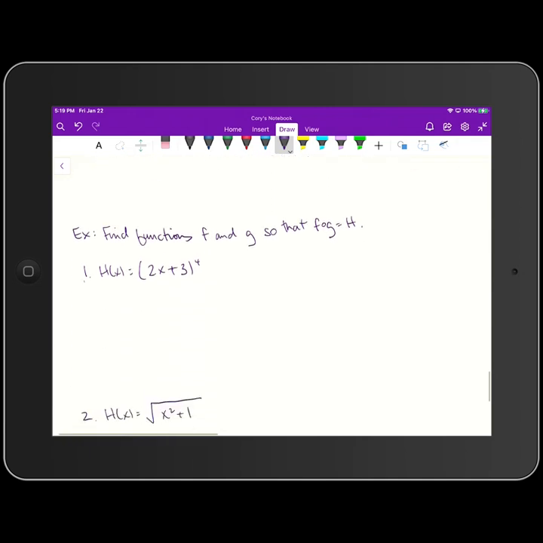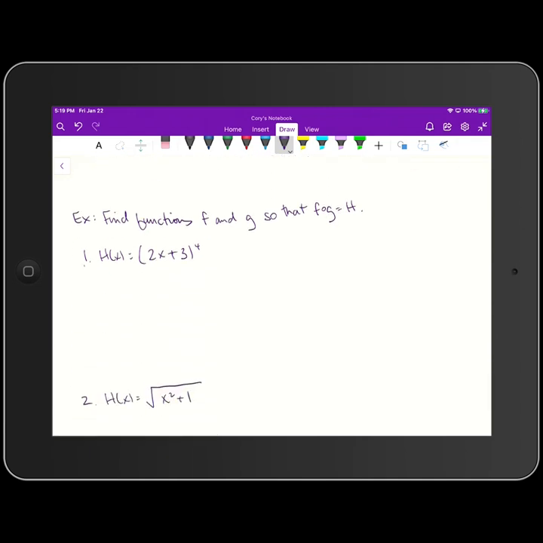Okay. Last set of examples we're going to look at. This skill is going to come in handy for us whenever we get into calculus. Okay, so for those of you who go on to take pre-calculus honors next year, this skill will be really important for you in the first semester next year when we talk about a topic called chain rule. Okay, so we want to find two functions f and g so that f composed with g is equal to h.